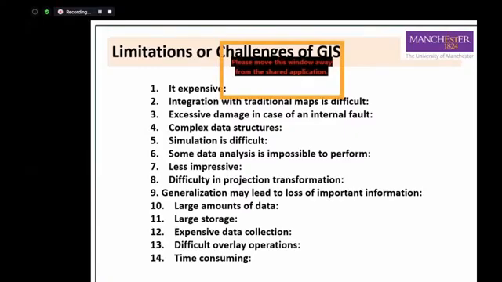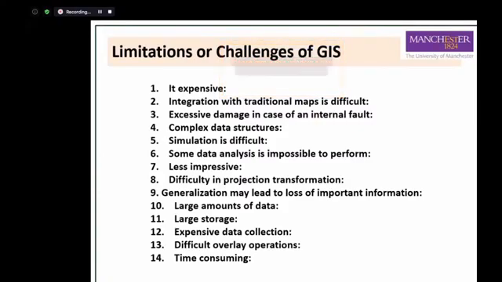Integration with traditional maps is difficult. Excessive damage in case of internal fault. Complex data structures and simulations are difficult. Some data analysis is impossible to perform. These are time consuming. Sometimes it's very time consuming to do modeling, and if we fail to get the result, then all this work is just lost. So these are the limitations in the GIS field.